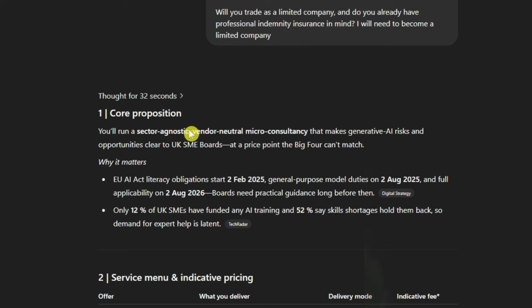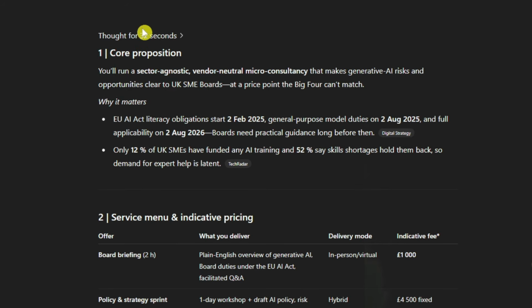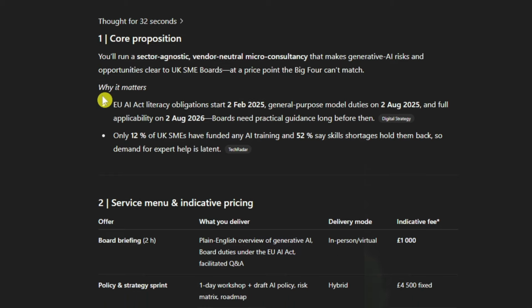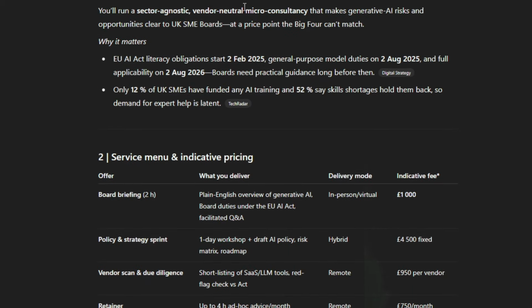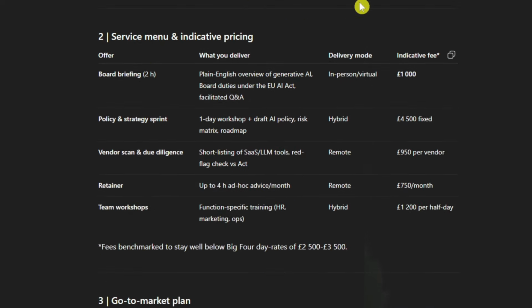And then it thought for another 32 seconds and gave me the core proposition. A sector-agnostic, vendor-neutral micro consultancy that makes generative AI risks and opportunities clear to UK SME boards at a price point the big four can't match. It says why it matters and the services that I would provide. Of course, it asked me questions to identify these.